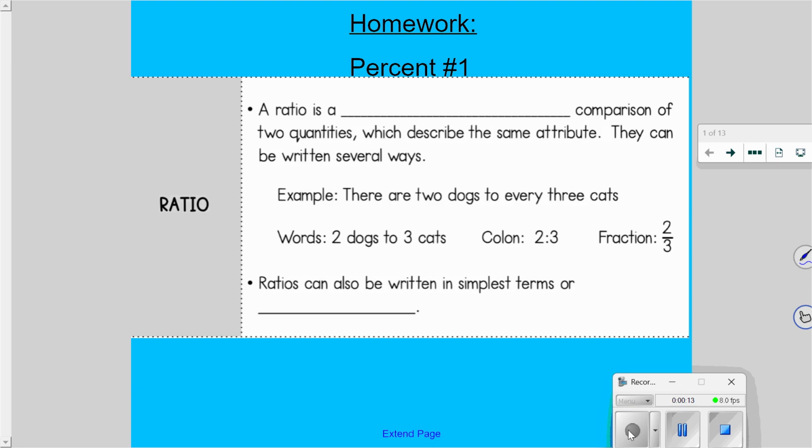We're starting our percent and ratios piece. We're going to be doing a lot of work with percents over the next 3 weeks, basically. We're going to start with a definition today. So a ratio is what? What type of comparison of two quantities which describe the same attribute? They can be written in several ways.